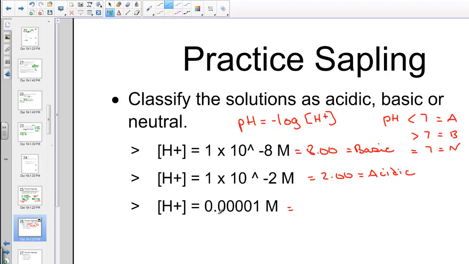We'll do one more. Negative log, on your calculator, hit negative log, and how many zeros are there? We have 1, 2, 3, 4 zeros, so 0.00001 in your calculator, and that pH came out to be 5. And that makes sense. You have 1, 2, 3, 4, 5. That's 1 times 10 to the -5th. The pH is 5. Are you noticing that trend? pH of 8, pH of 2, pH of 5. So this solution is also acidic, a number less than 7.